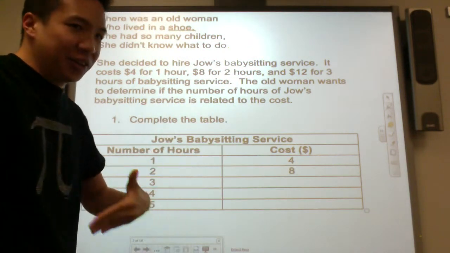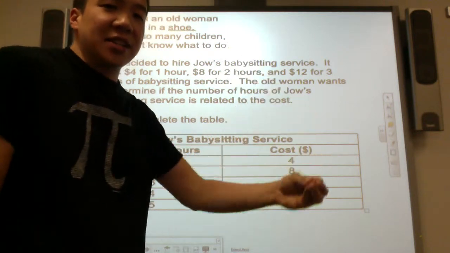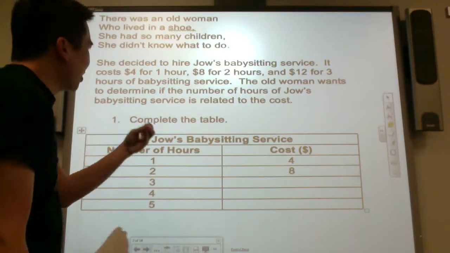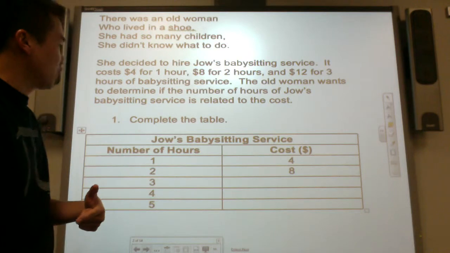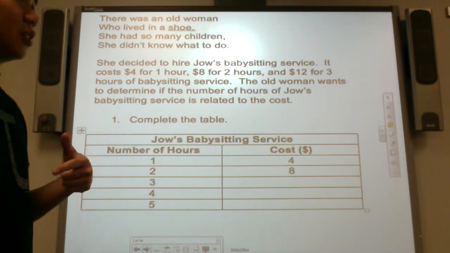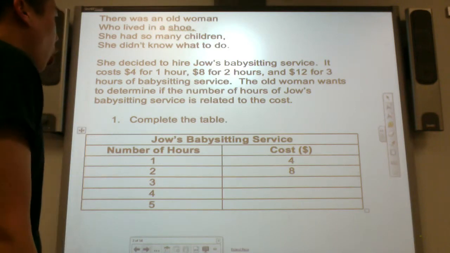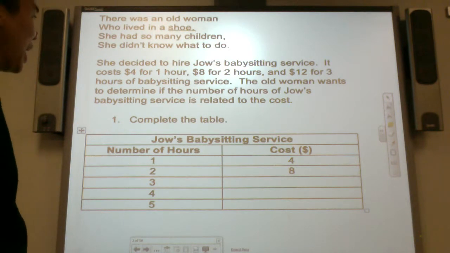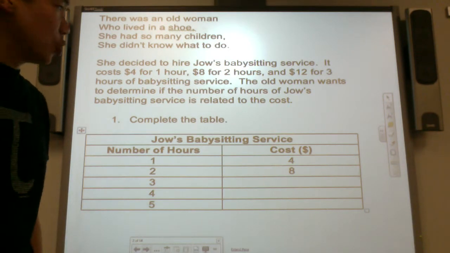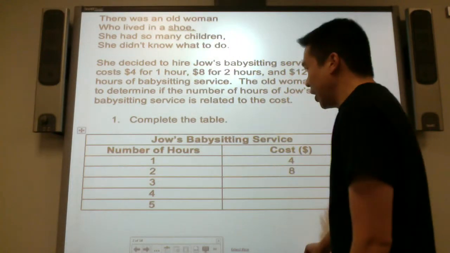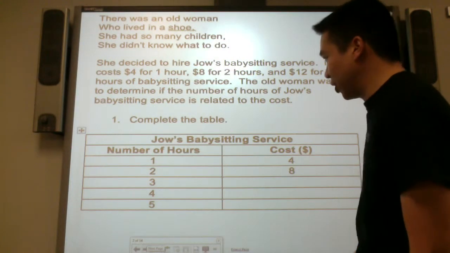Do you see a pattern here? It is a constant one. The pattern keeps going. I think the next will be $16 for 4 hours, $20 for 5 hours. Seems interesting. The old woman wants to determine if the number of hours of Joe's babysitting is related to the cost. So let's see. Every hour, I charge $4.